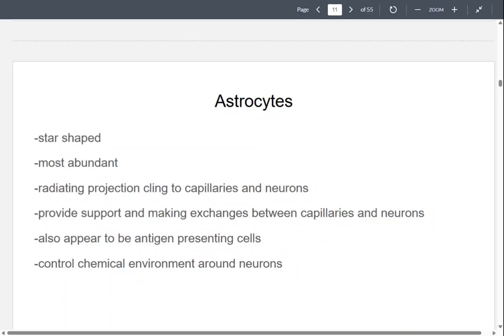So anyway, back to astrocytes. Astrocytes are going to control the chemical environment around the neurons. This, in turn, is going to aid in the creation of action potentials, which is going to allow the nerve to do its communication bit.